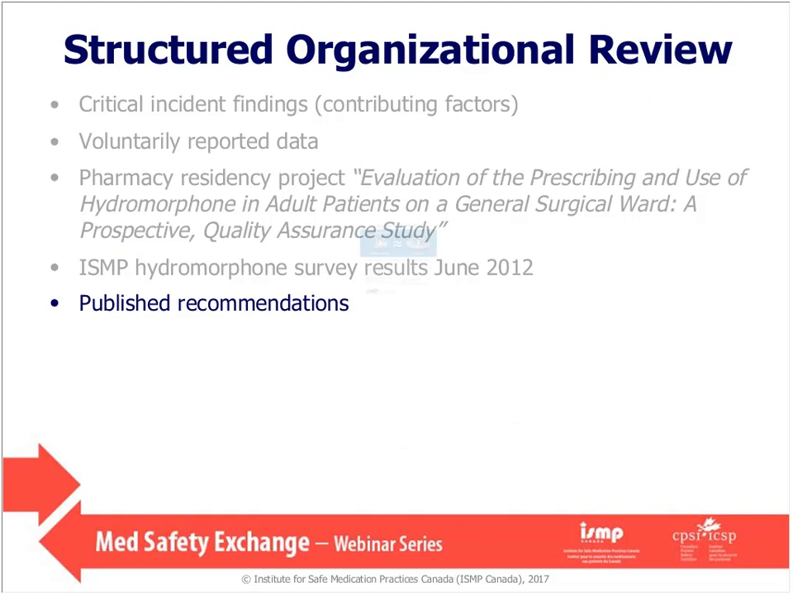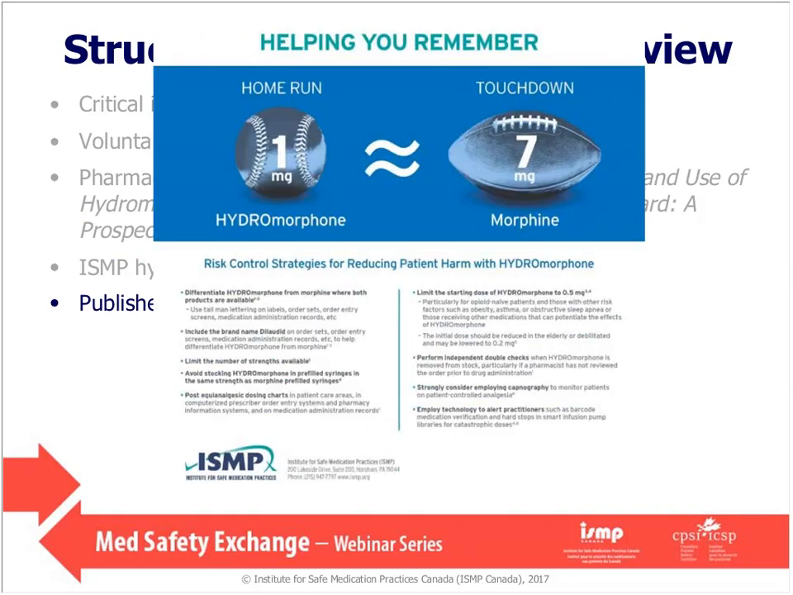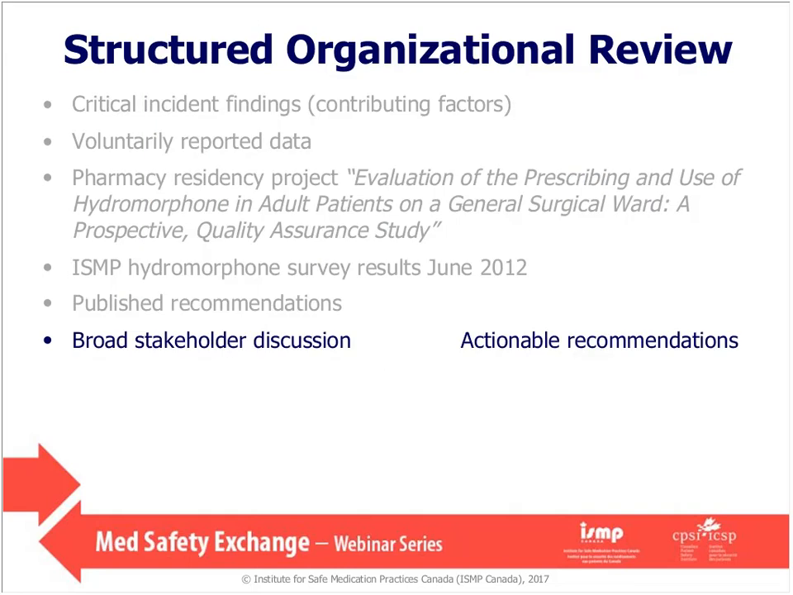Now, most of you are familiar with the ISMP hydromorphone resource. We incorporated many of those suggestions in our discussions and in our final recommendations, including using the Dilaudid naming convention on order sets, order entry screens, medication administration records and labels, etc., to help differentiate hydromorphone from morphine. Additional findings in the literature were also deliberated, including the use of constraints, storage, redundancies, standardization, differentiation, and monitoring.